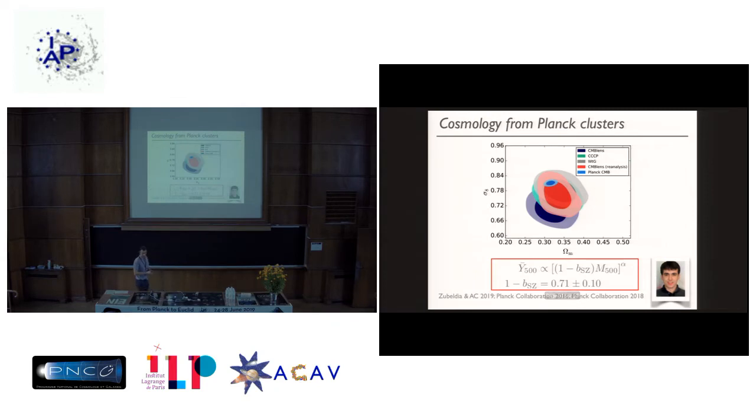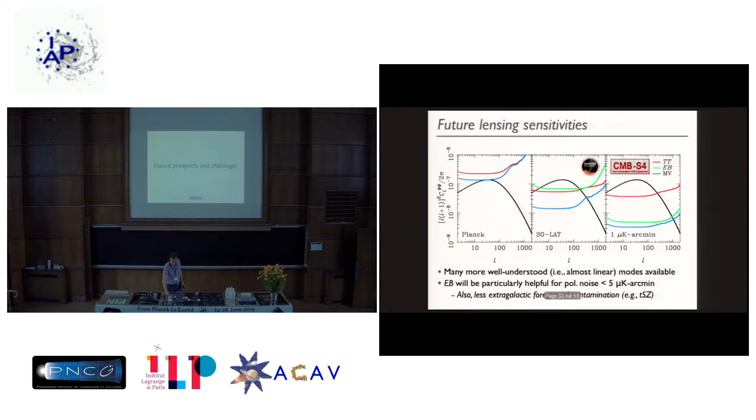Okay, there's a poster by Inigo Zabeldia, who will tell you about work he's been doing with Planck clusters recently using mass calibration from CMB lensing. So I won't steal his thunder, and I don't have time anyway, but this is a very nice result he's got on the hydrostatic mass bias parameter derived from lensing.